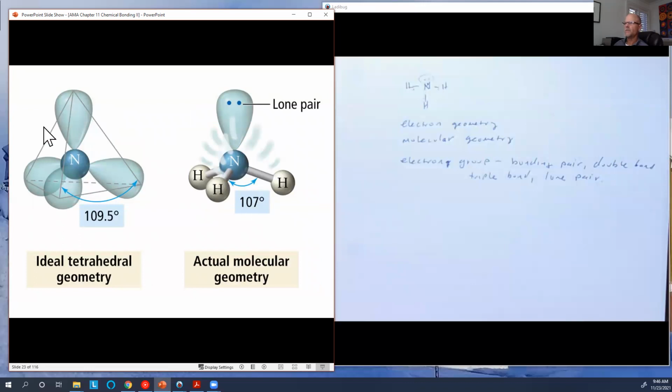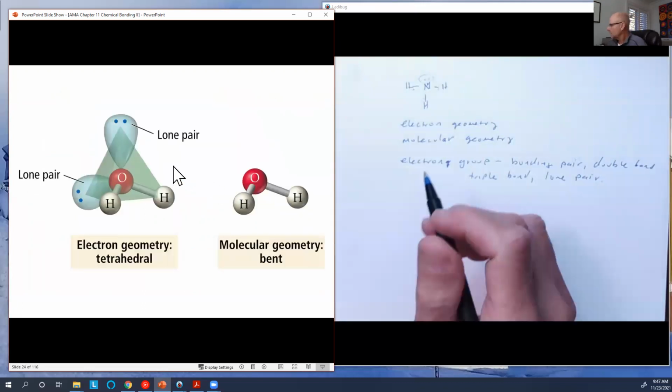The angles between the 4 electron groups are 109.5. That's what we'd expect, right? If all the electron groups were the same. But when one of them is a lone pair, the lone pair actually occupies a little more of the angular space and exerts a little bit greater repulsion. So when we measure the bond angles in ammonia, it's not the ideal tetrahedral bond angle of 109.5, but rather it's squished down a little bit. So it turns out to be 107 degrees.